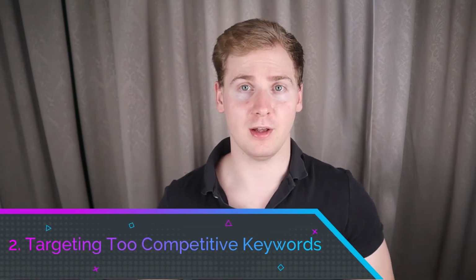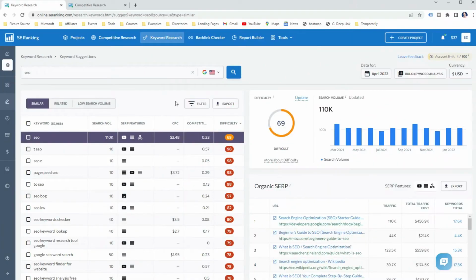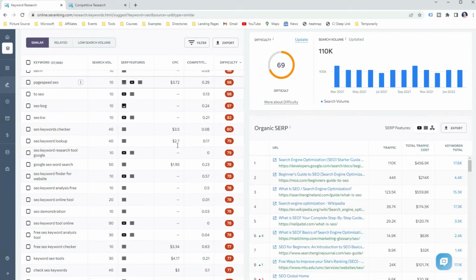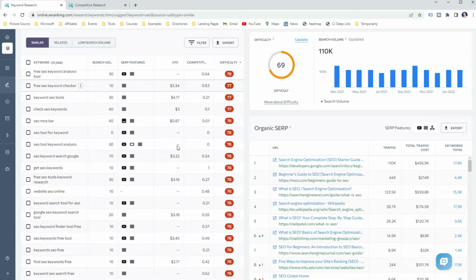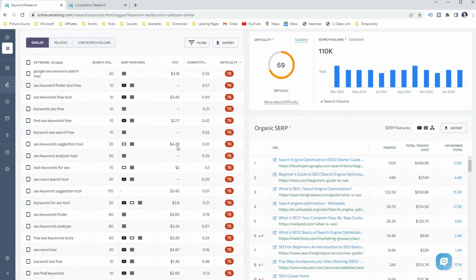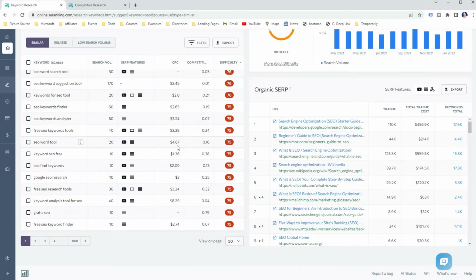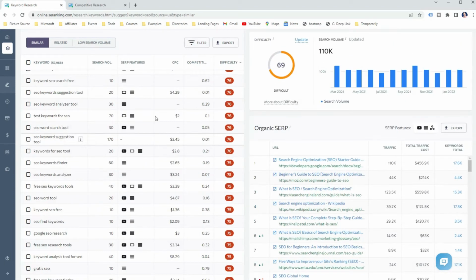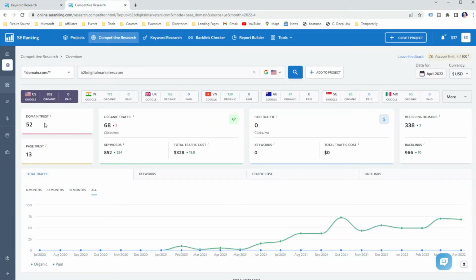The second and similar reason why blogs usually fail is that they are targeting too highly competitive keywords. Just like with no search volume keywords, there can also be keywords that are too competitive, where only super high authority websites can rank in a position that can drive any organic traffic. So, before you start targeting keywords, it's good to compare your website authority by looking at the keyword difficulty.